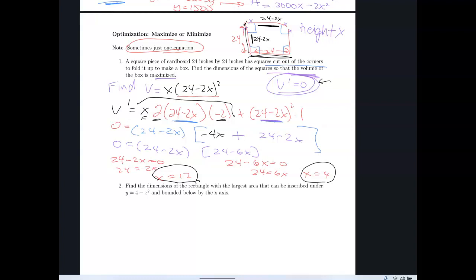Think about it. Here I have a piece of cardboard, 24 by 24. Does it make sense to turn up corners for the x of 12? No, because I would have no box, right? If x was 12 and x was 12, there'd be no box there. So this is eliminated. And so this is our only x value that would work.